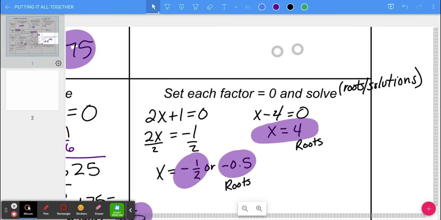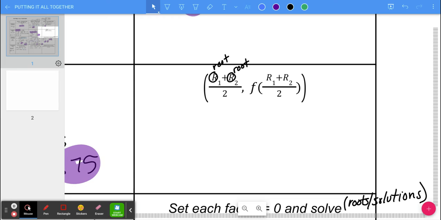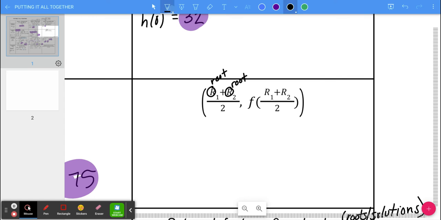Using that information, we're going to go up to this one. So where it crosses your x-axis, halfway in between that is your axis of symmetry and your vertex. So you are going to add up your two roots. So negative 0.5 plus 4 and divide by 2. So 3.5 divided by 2 would be 1.75. That would be your x value.